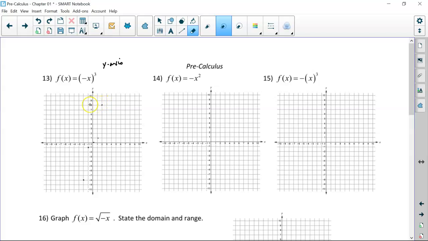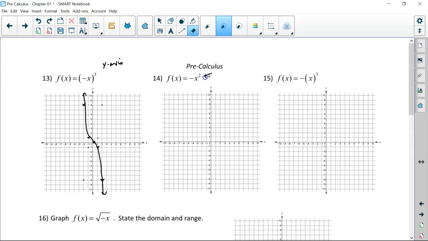So 2 times -1 is -2. 1 times -1 is -1. 0 times -1 is 0. -1 times -1 is 1. -2 times -1 is 2. You can see what we did is we switched any point from the left, we moved it to the right, and vice versa. That's our graph.